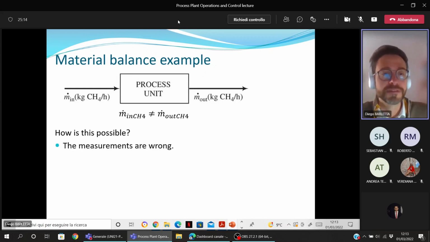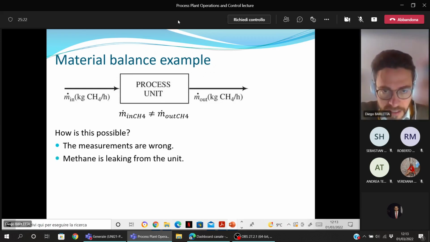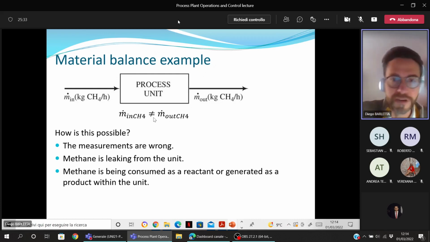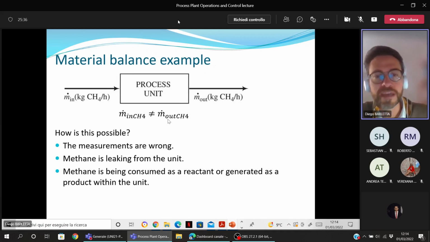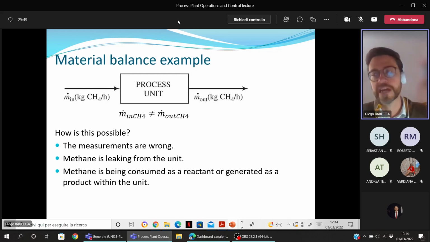So in fact, they have the list of possible explanations. The measurements are wrong, that we covered. Methane is leaking from the unit. Methane is being consumed as a reactant, or it could be also generated, of course, because I've not said in which sense this inequality applies. Of course, if the mass flow rate in output is lower than the mass flow rate in input, the methane is being consumed. If it is the opposite, so if we found more methane than we input into the process, there is some chemical reaction occurring, generating methane.